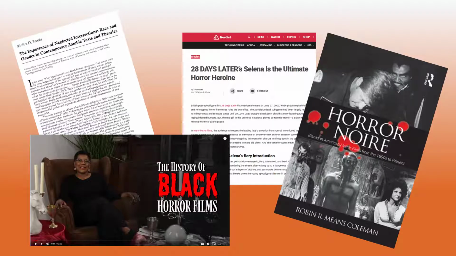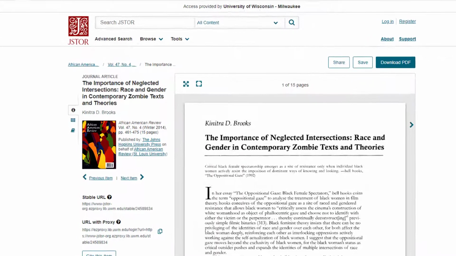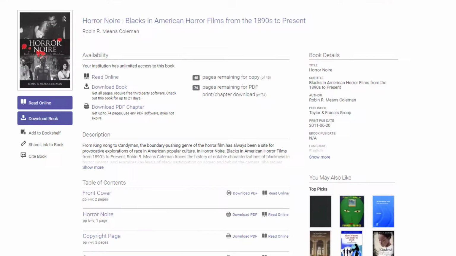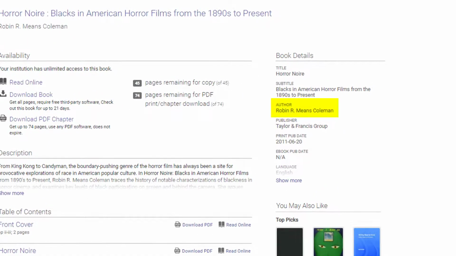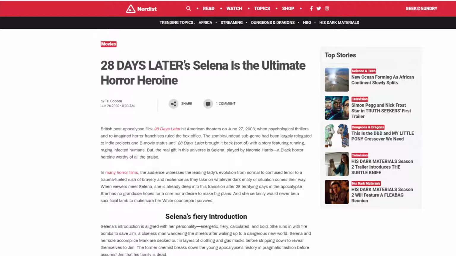Say I found 4 sources that explore different aspects of the same topic: representation of Black women in horror fiction. I've got the scholarly article titled The Importance of Neglected Intersections, Race and Gender in Contemporary Zombie Texts and Theories by Kenitra D. Brooks, published in 2014 in the journal African American Review. The scholarly book Horror Noir, written by Robin R. Means Coleman, which was published in 2011 by Taylor and Francis Group, a BuzzFeed video featuring horror author and educator Tananarive Due that was recorded in February of 2020, and a post written for the Nerdist blog in June of 2020 titled 28 Days Later's Selena is the Ultimate Horror Heroine by journalist Ty Gooden.